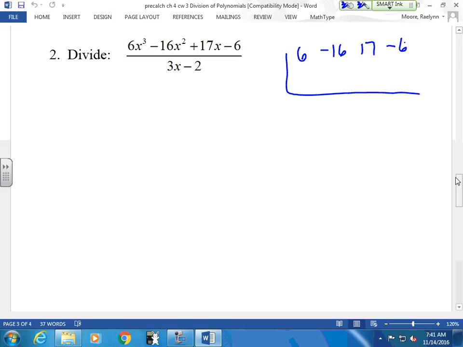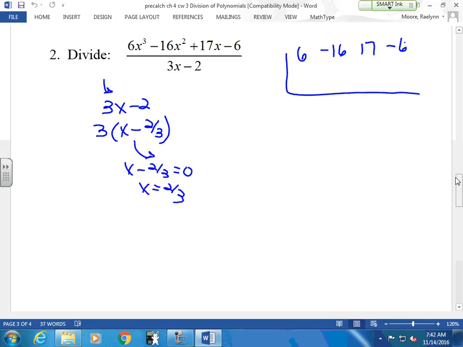Now here's our divisor. I need this to be 1. So what should I do for that? Factor out a 3, right? So I get x minus 2/3. I know it's a fraction. I have to use this guy. This is what I'm going to set to 0. And I'm going to have to remember that we factored this out, because we can't get rid of the factor. The factor has to stay with us.